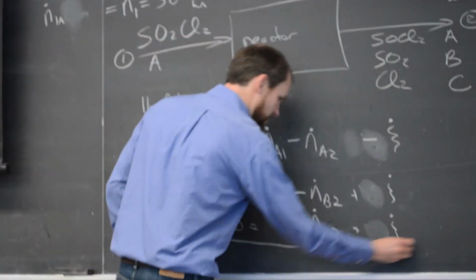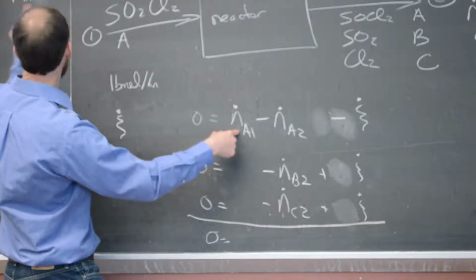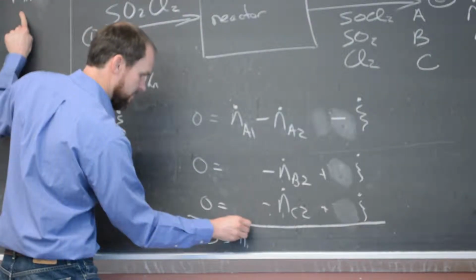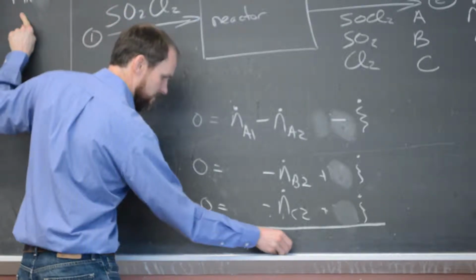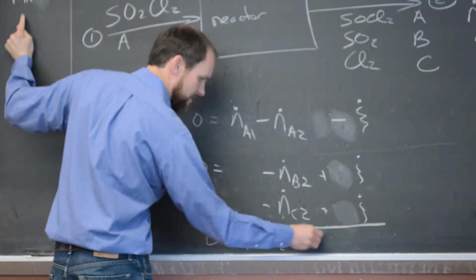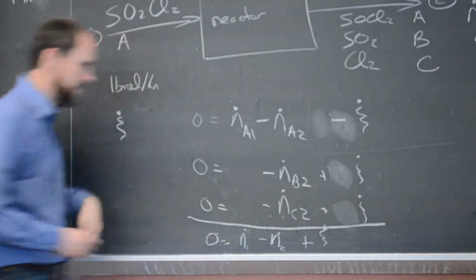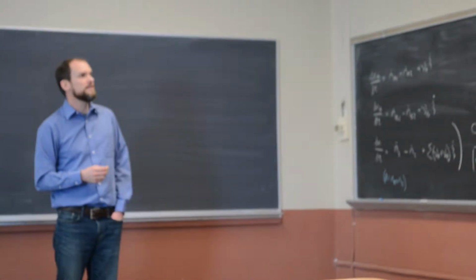I could also get that same equation from adding these guys up. Here, 0 equals NA1 is the same as N1 dot. And A2 plus B2 plus C2 is N2 dot. And minus psi plus psi plus psi is plus 1 psi dot. All right, that equation makes it really easy for me to solve from the data given.